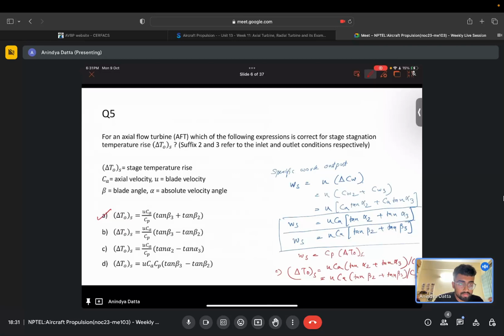So also, compare the expression that we get here to the expression that you get when you do it for axial flow compressors. Be mindful of the signs and the station numbering there as well. Any questions so far? Okay, all right, let's move on then.